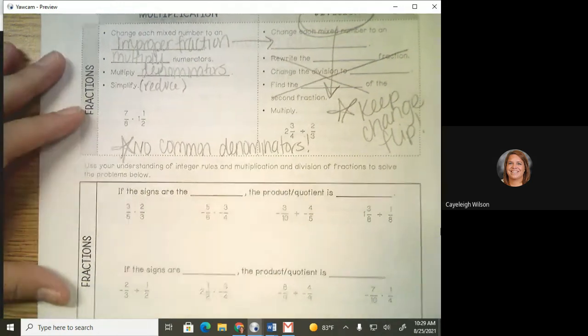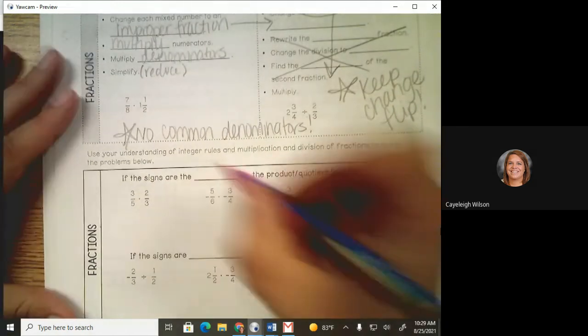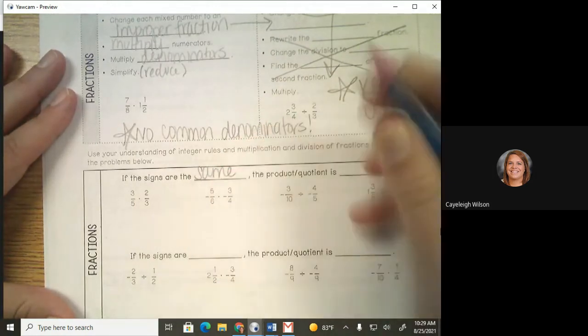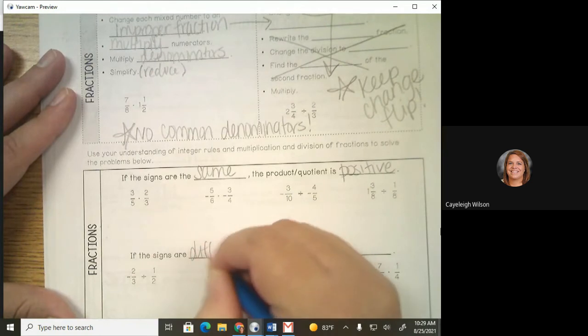All right. So same rules apply for decimals and fractions. If the signs are the same, the answer will always be positive. And if the signs are different, the answer will be negative.